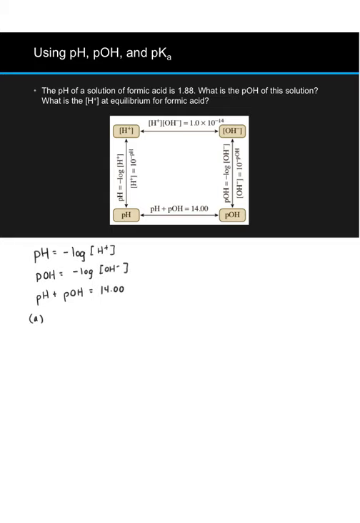So, for one thing, let's calculate the pOH of this formic acid solution. To accomplish this, let's take advantage of this third equation. pH plus pOH equals 14. We know the pH of this solution is 1.88. Added to the pOH of this same solution, we get 14. So take away 1.88 from both sides, and we find that the pOH must be 12.12.